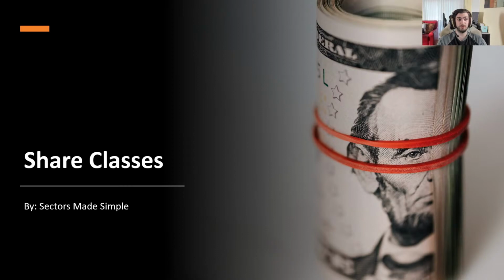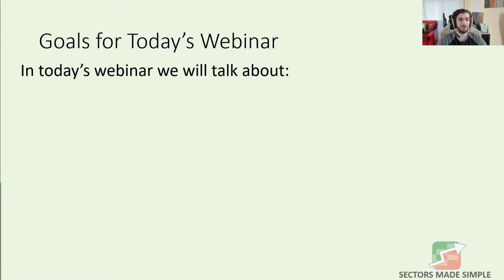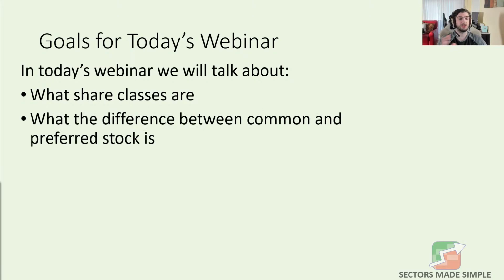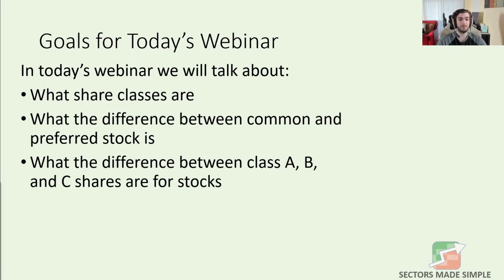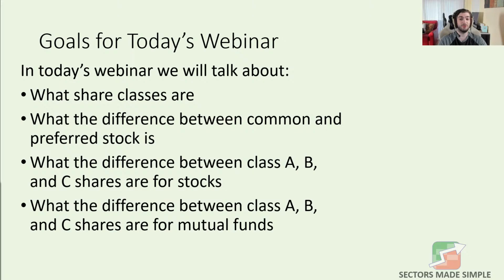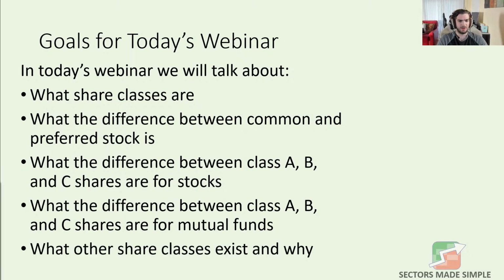So let's go through today's topic and what we're going to actually be covering for it. Today we're going to talk about what share classes are, what the difference between common and preferred stocks are, the differences between Class A, B, and C shares for stocks, and the differences between Class A, B, C, and a couple of others for mutual funds. And the last thing is we're going to cover some of the other weird share classes that exist and why they exist.